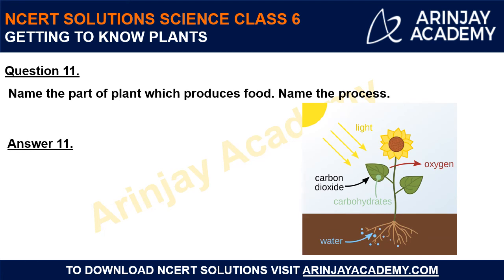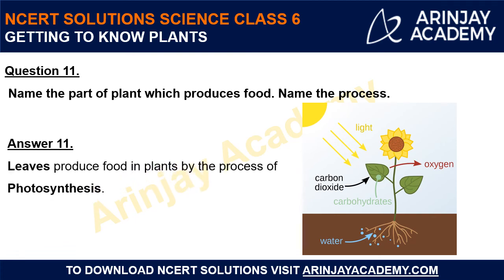Question 11. Name the part of plant which produces food. Name the process. So यहाँ पे आपको बताना है that plant के कौन से part में food produce होता है and the process through which it does this, आपको उस process का नाम भी बताना है. So let's see the answer here. Leaves produce food in plants by the process of photosynthesis.